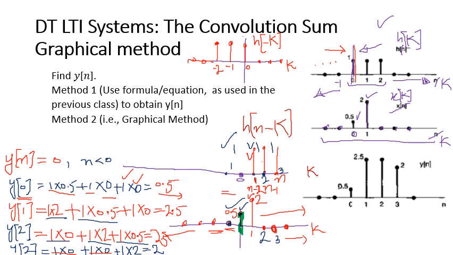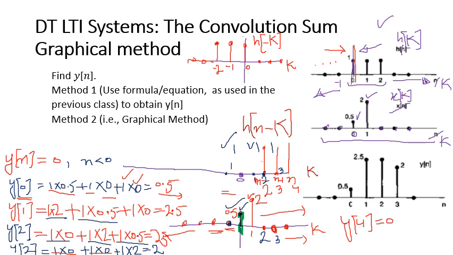Okay, so if I move one more position to the right, you will see that the non-zero overlap is 0. We don't have any non-zero overlap. What does non-zero overlap mean? Non-zero overlap means that both the response and the signal are non-zero, so we call them non-zero overlap.